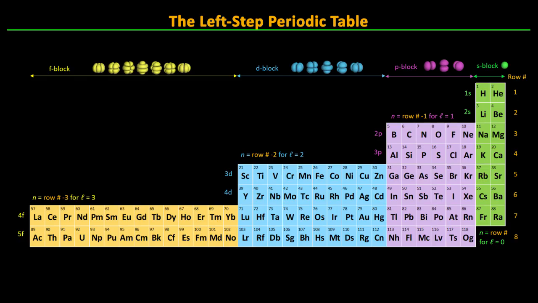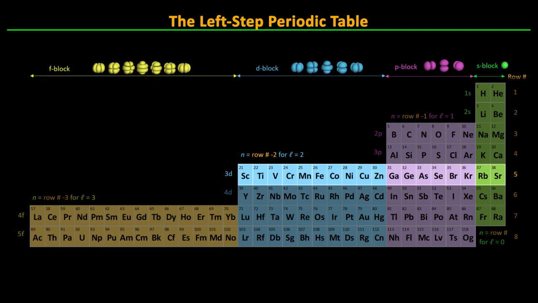So taking the 5th row as an example, the f block is empty because 5 minus 3 gives n equals 2, and there are no f orbitals possible for the n equals 2 energy level. The d block gives 5 minus 2, or n equals 3, so the 3d orbitals will populate first in this row, followed by the 4p orbitals, and finally the 5s orbitals.